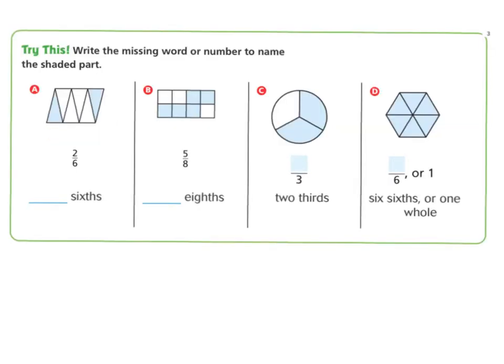Fractions can be written in words or numbers. Let's try this. Write the missing word or number to name the shaded part. For letter A, I see that there are 1, 2, 3, 4, 5, 6 equal parts. And I also notice that 2 of those equal parts are shaded. So my fraction is 2/6.